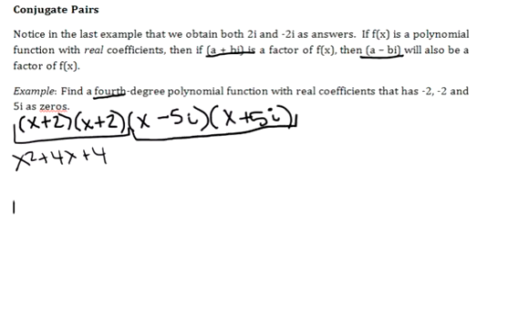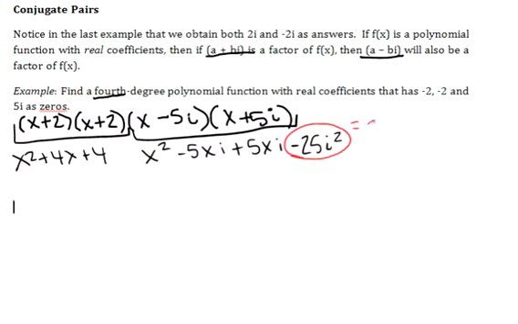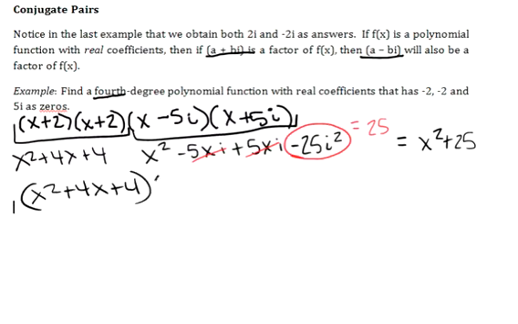And I can multiply x minus 5i times x plus 5i. That's going to give me x squared minus 5xi plus 5xi minus 25i squared. Recall that i squared is -1, so this piece right here is -1 times -25, or 25. And then my minus 5xi and my plus 5xi are going to cancel each other out. So really this is equal to x squared plus 25. Now I can multiply x squared plus 4x plus 4 times x squared plus 25 to get the fourth degree polynomial that this problem is asking for.